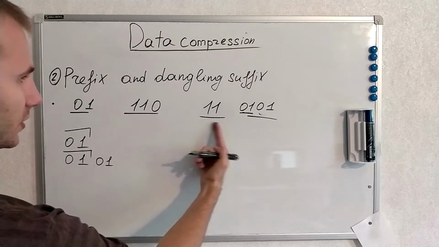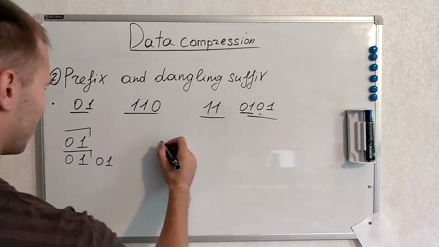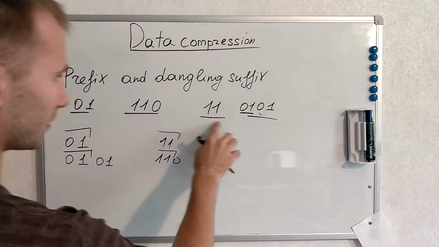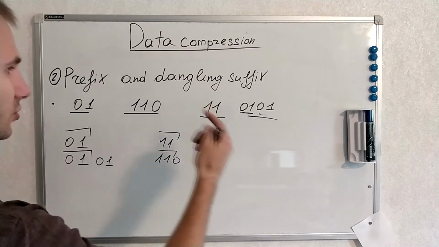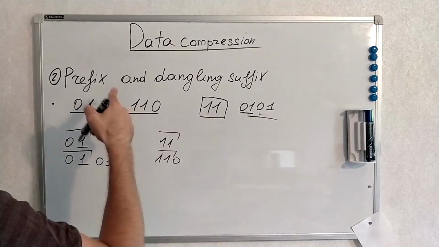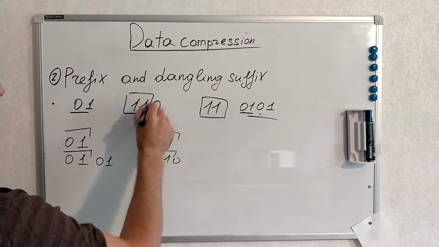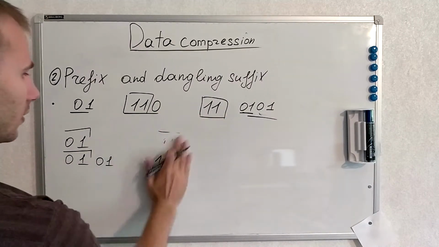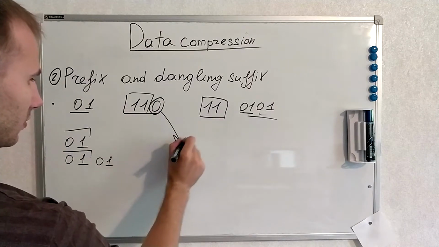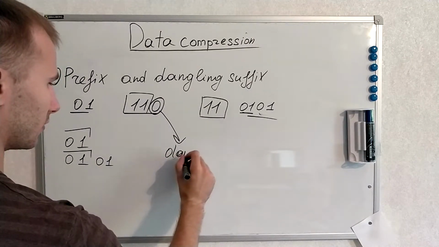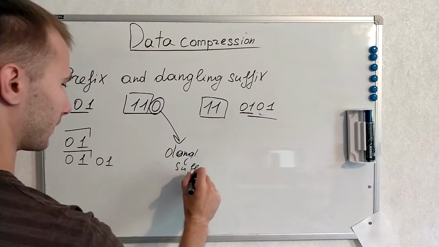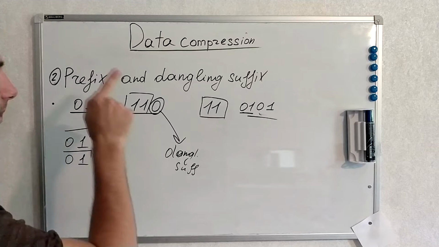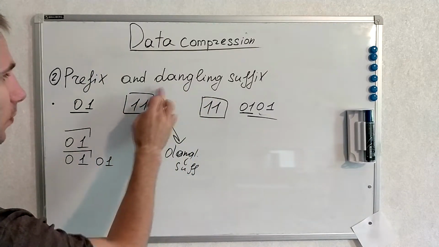And we can obviously also see that 1, 1 is a prefix for 1, 1, 0. It means that the first symbols from 1, 1 are the same as here. Actually, the whole code word 1, 1 is the starting letters of another code word. That means that it is a prefix. And what is left here in this example is 0. 0 is a dangling suffix. The dangling suffix is what's left after we find our prefix and separate the prefix from what is left.